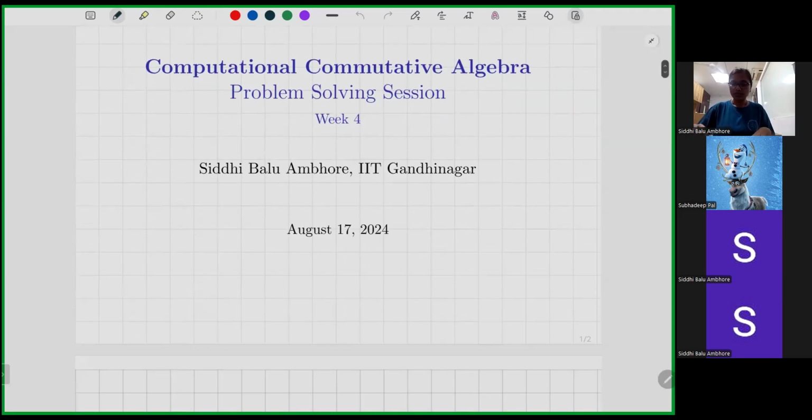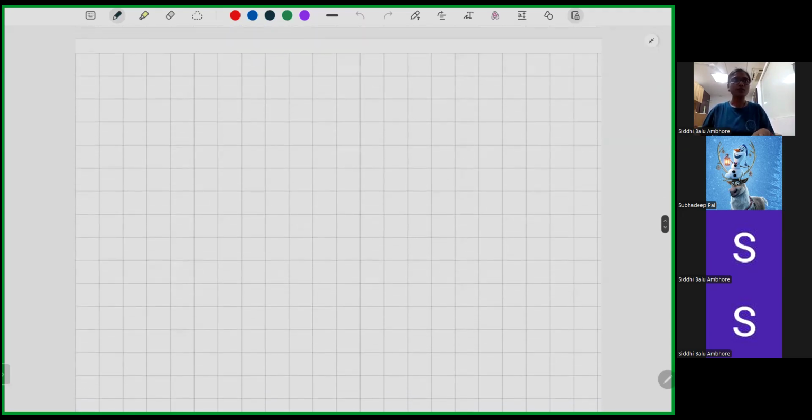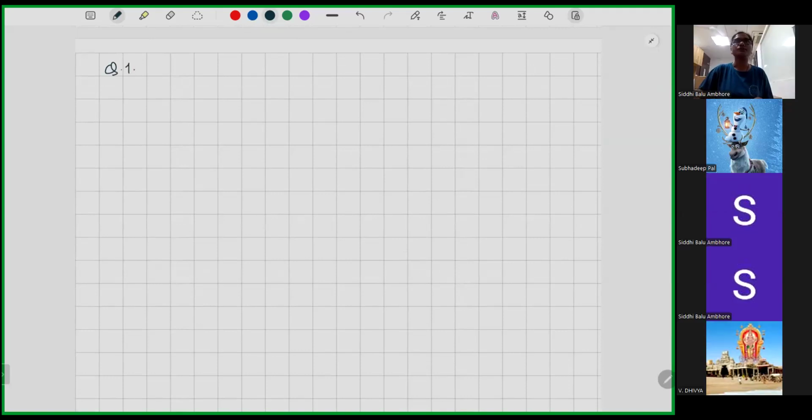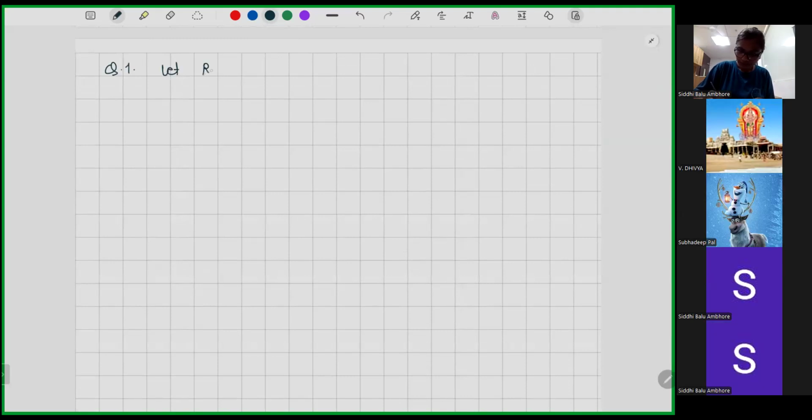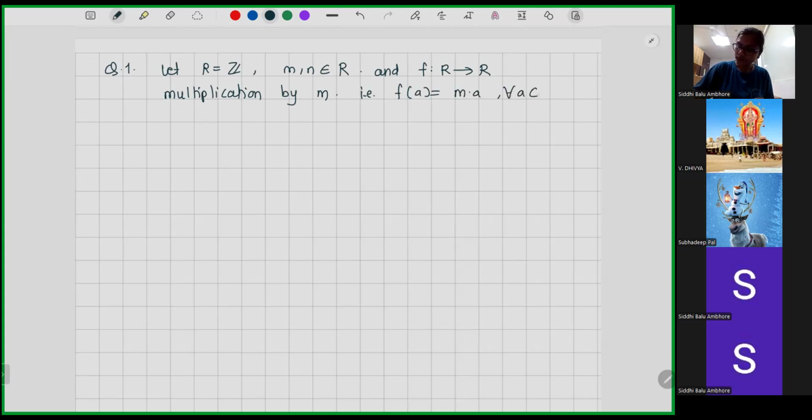Okay, so let us start with our first problem. Question 1: let R equal Z, the ring of integers, and M, N be some elements in R, that is, M and N are some integers, and we take this map F from R to R, multiplication by M, so that F of A is equal to M into A for all A in R.